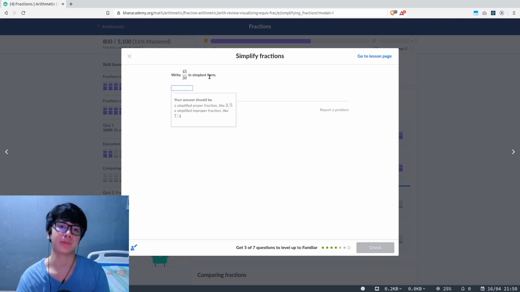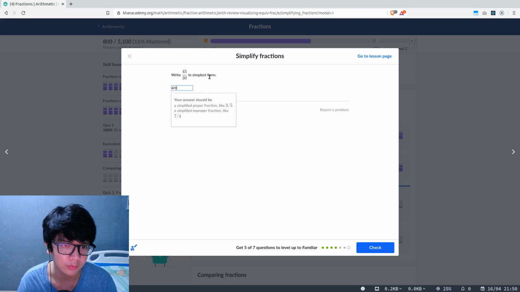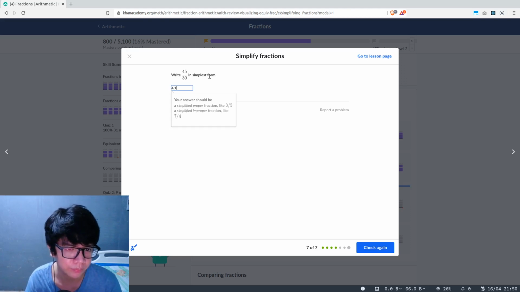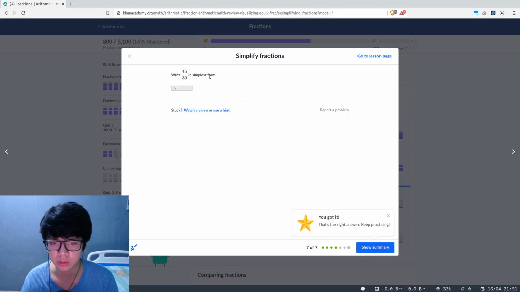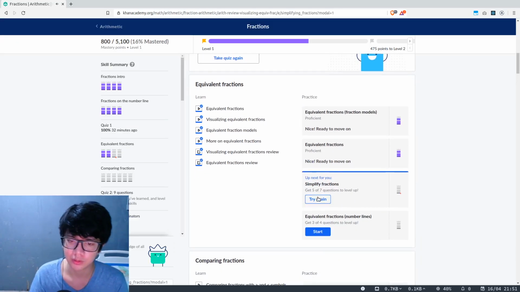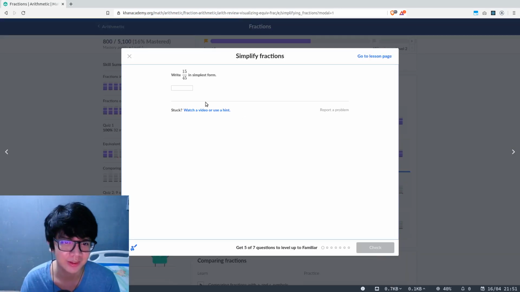Okay, it's going to be divided by 15. 4/3. What? It's not 4/3? If we divide it by 15, we get 4. Divide by 15, we get... No, we got 3, 2, man. Okay, that's... No. We kind of failed that one. Okay, so run simplest form. It's 1/3.